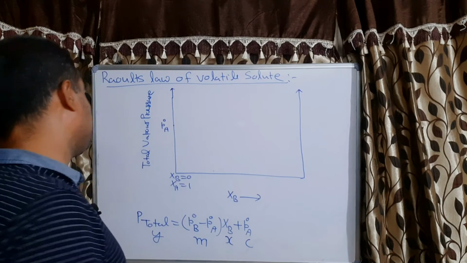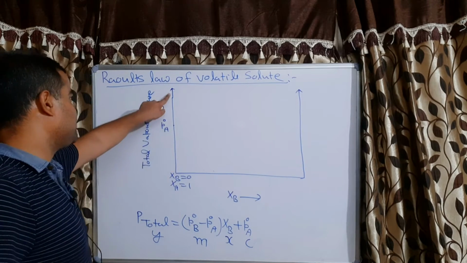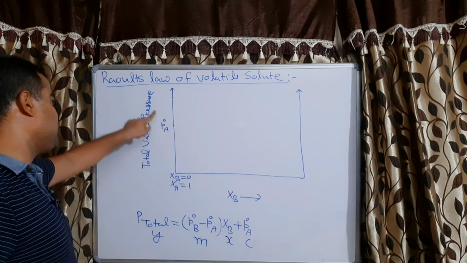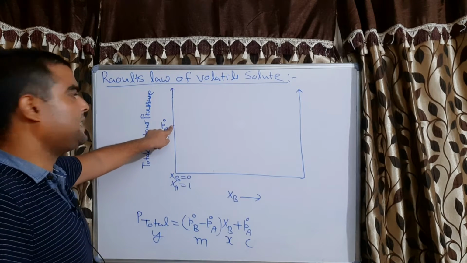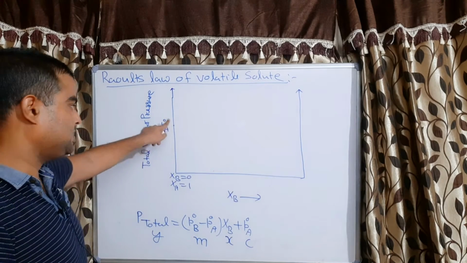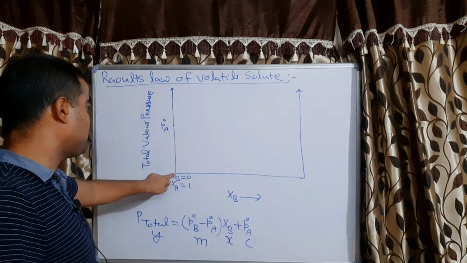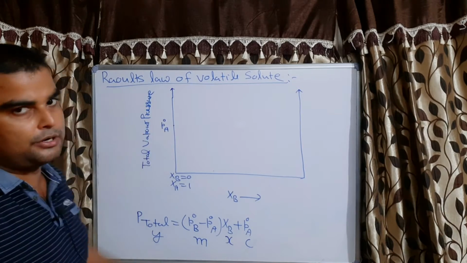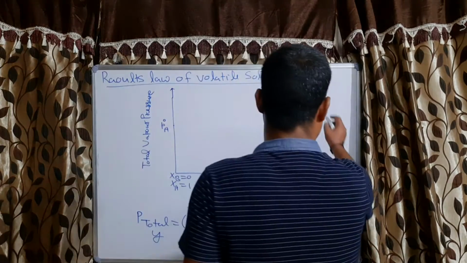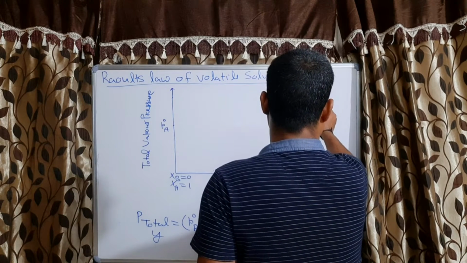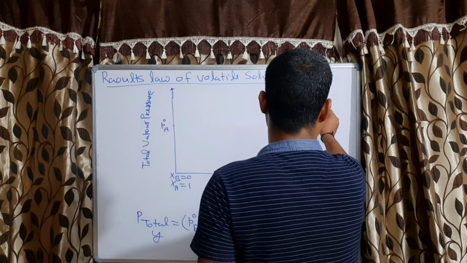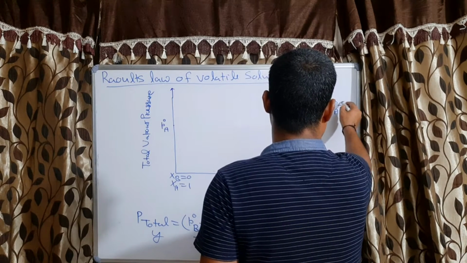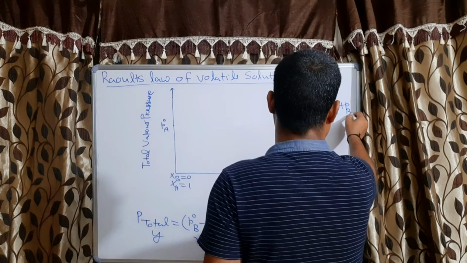Correct? Now, this is the y-axis, and the y-axis is total vapor pressure. It means at the initial point, the value of the total vapor pressure is equal to P naught A. That you can also see here. See, P total equal to PA plus PB.